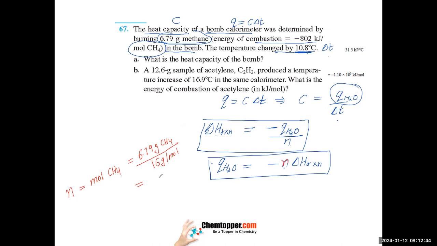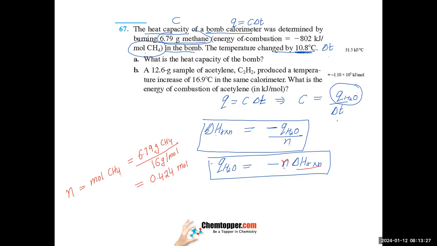Go for three significant figures. What's the value of N? Six point seven nine divided by 16. Children, do it fast, please. Yes, moles. So you know N. Do you know delta H reaction? Is it given in the question? Yes, it is given. See here, energy of combustion, kilojoules per mole. You can see this, children. Delta H of the reaction is given.